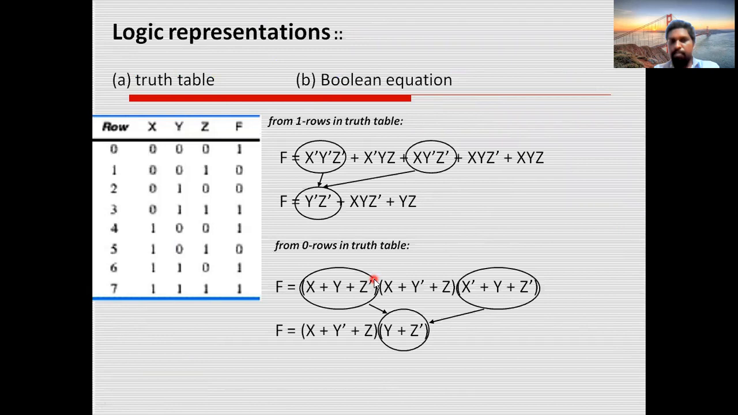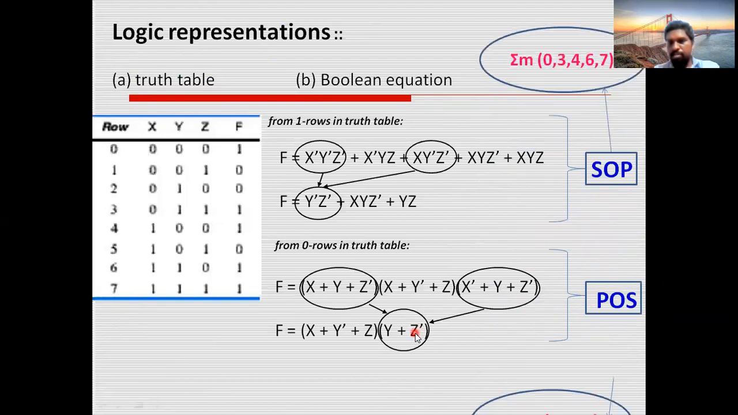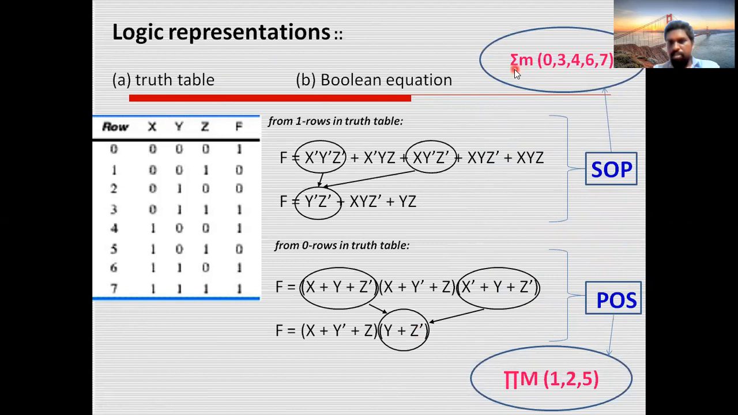This is one more example. In this, I fully explained one SOP, which means only focusing on the ones. And this is the concept of POS, only focusing on zeros. The SOP can be taken as summation M of 0, 3, 4, 6, 7, and you can take it as pi capital M, which is the representation of POS.